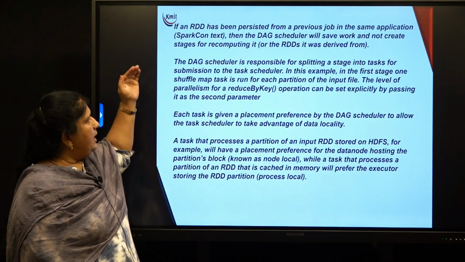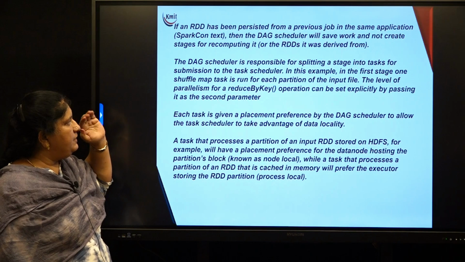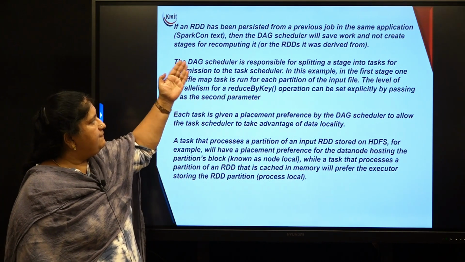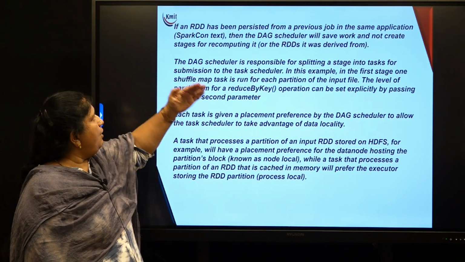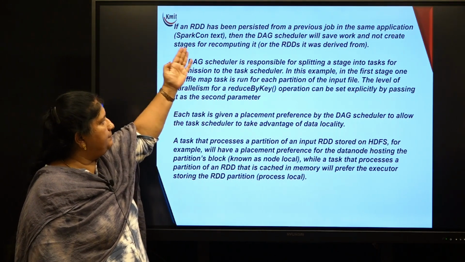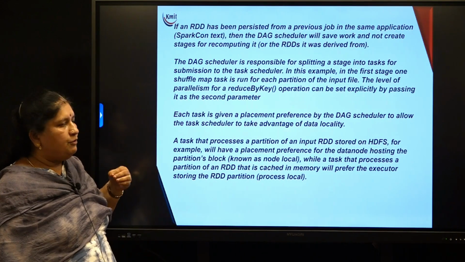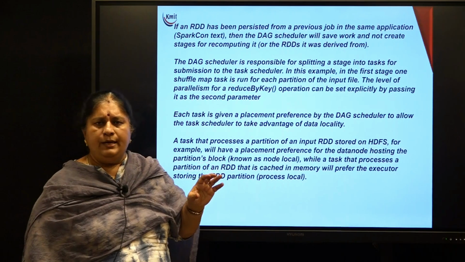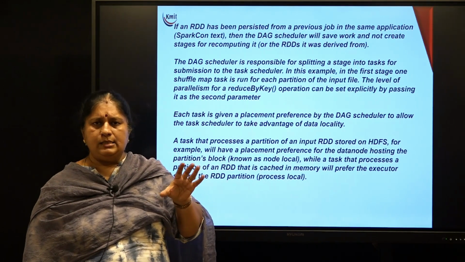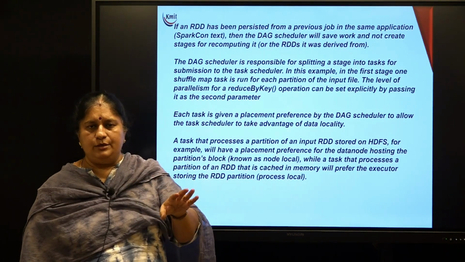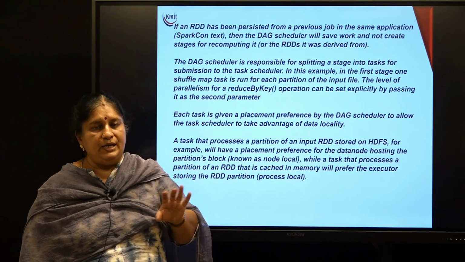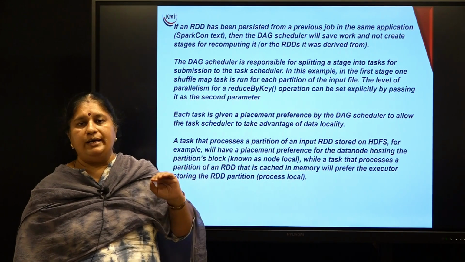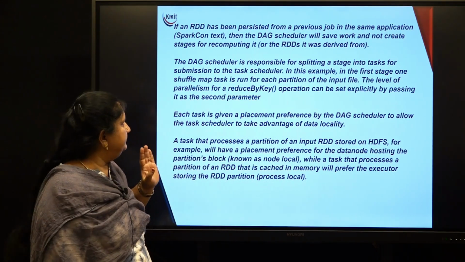If an RDD has been persisted from a previous job in the same application, then the DAG scheduler will save the work and not create stages for recomputing it. What is the meaning of this? I have already executed some previous job which has some RDDs that can be applied to the current job. It will not try to build them again from scratch. It will use the ones which already exist from some other job.